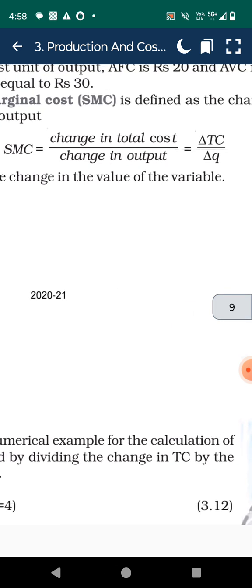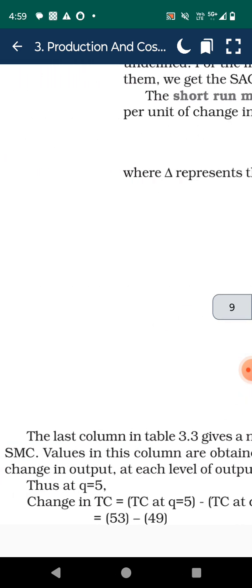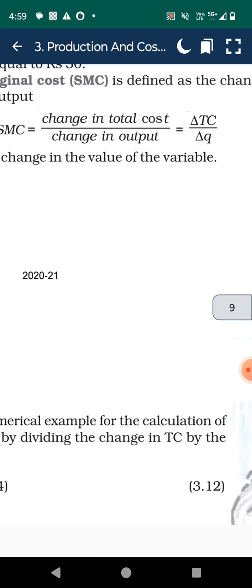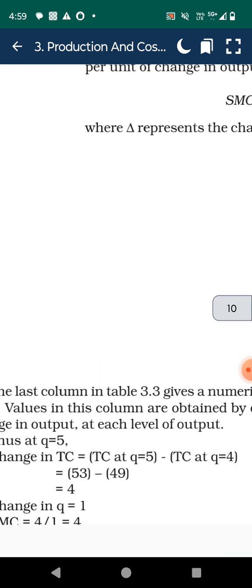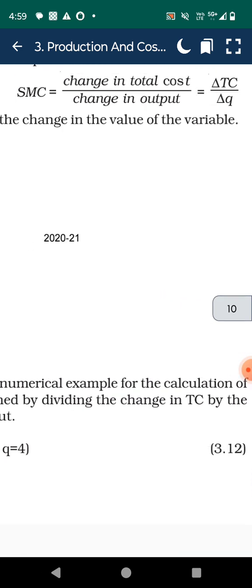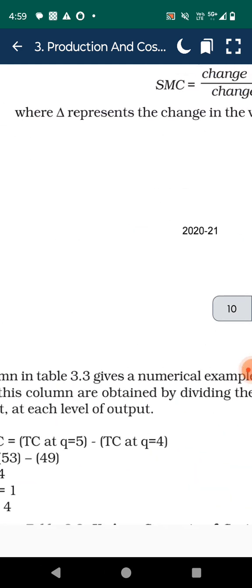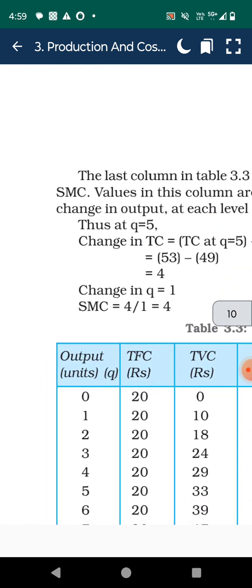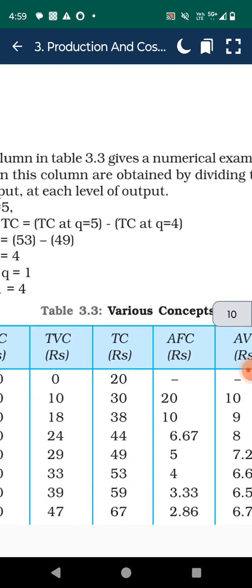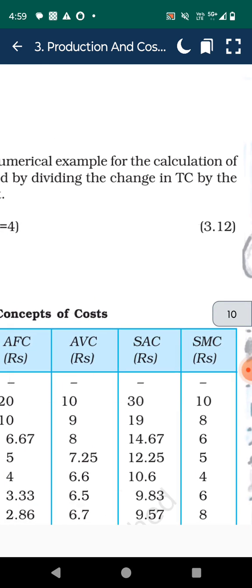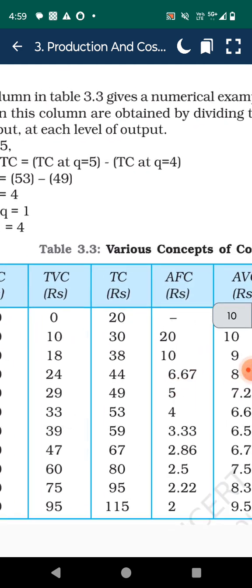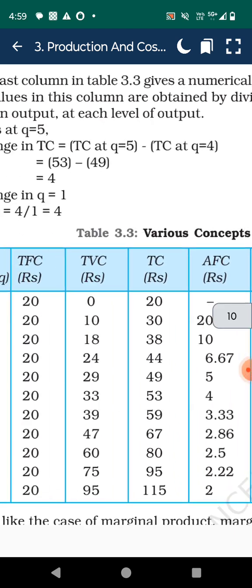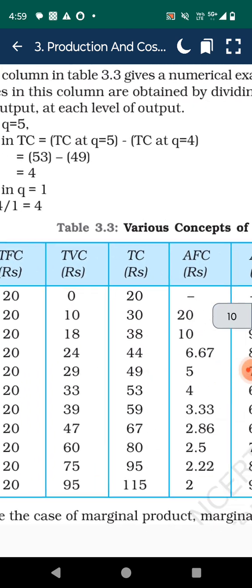The short-run marginal cost is defined as the change in the total cost per unit change in output. Short-run marginal cost is change in total cost divided by change in output, delta TC by delta Q, where delta represents the change in the value of the variable. The last column in Table 3.3 gives a numerical example for the calculation of the short-run marginal cost. Values in this column are obtained by dividing the change in the total cost by the change in the output at each level of output.